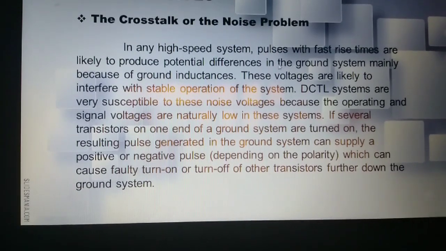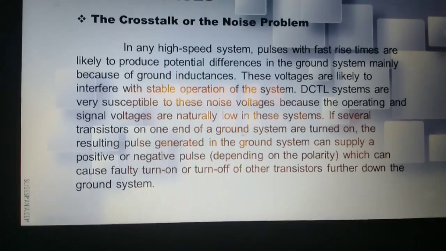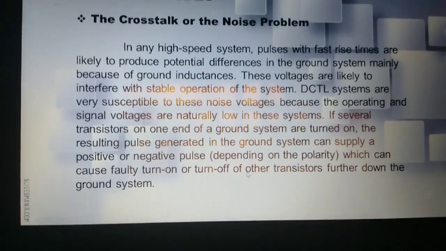In any high-speed system, pulses with fast rise times are likely to produce potential differences in the ground system, mainly because of the ground inductances. These voltages are likely to interfere with stable operation of the system. DCTL systems are very susceptible to this noise voltage because the operating and signal voltages are naturally low in this system. If several transistors on one end of the ground system are turned on, the resulting pulse generated in the ground system can supply a positive or negative pulse, depending on the polarity, which can cause faulty turn on and turn off of the other transistors further down the ground system. So, yun po ang mga disadvantage ng DCTL.